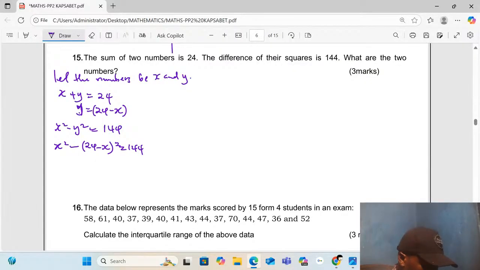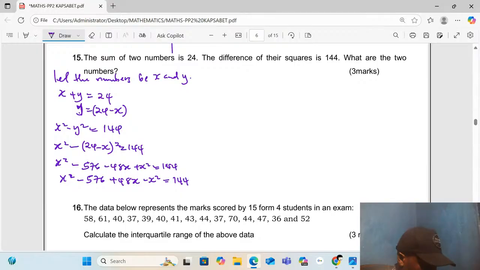So we now open up, or we expand. So we have x squared minus 576 minus 48x plus x squared equals 144. So we collect like terms together.